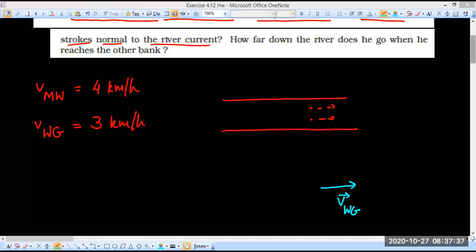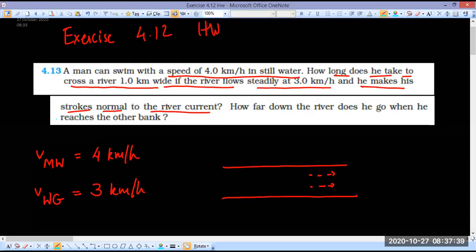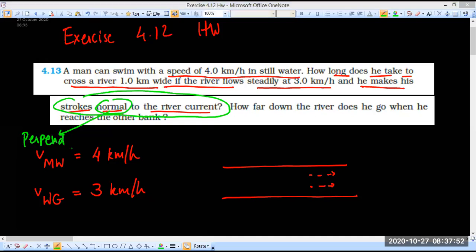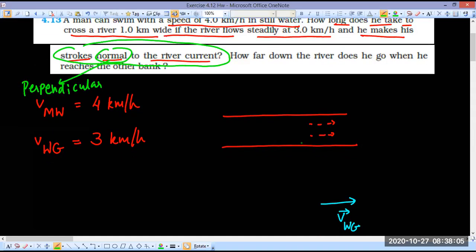What is the man trying to do? The man is making his strokes normal to the river current. Normal means perpendicular. In case you don't know that, the meaning of the word normal is perpendicular. Please write it if you don't know the meaning. So what is the man doing? The man is trying to swim perpendicular to the river current.